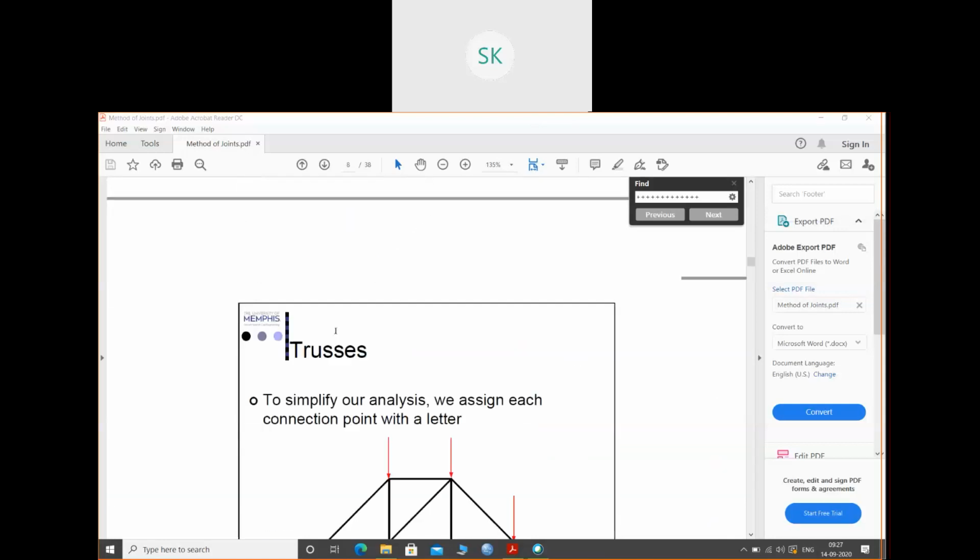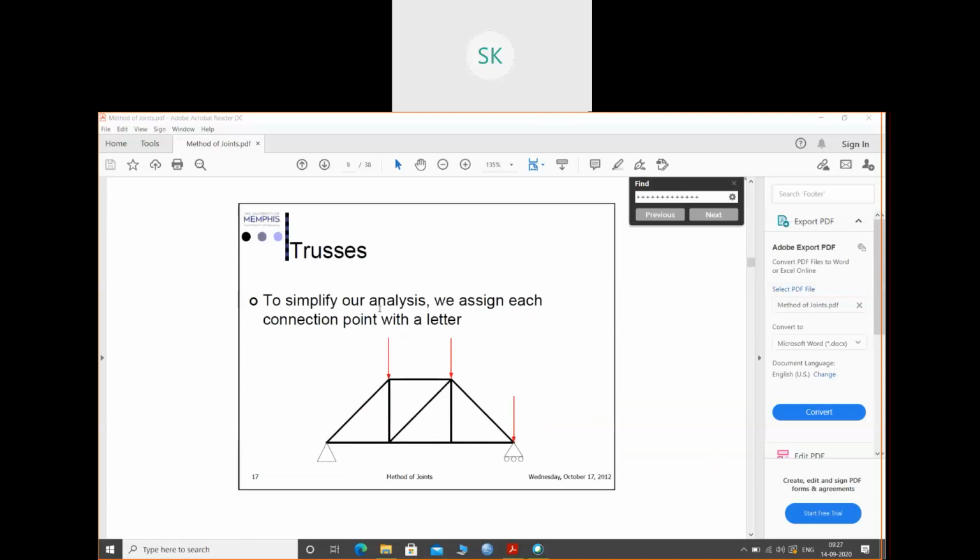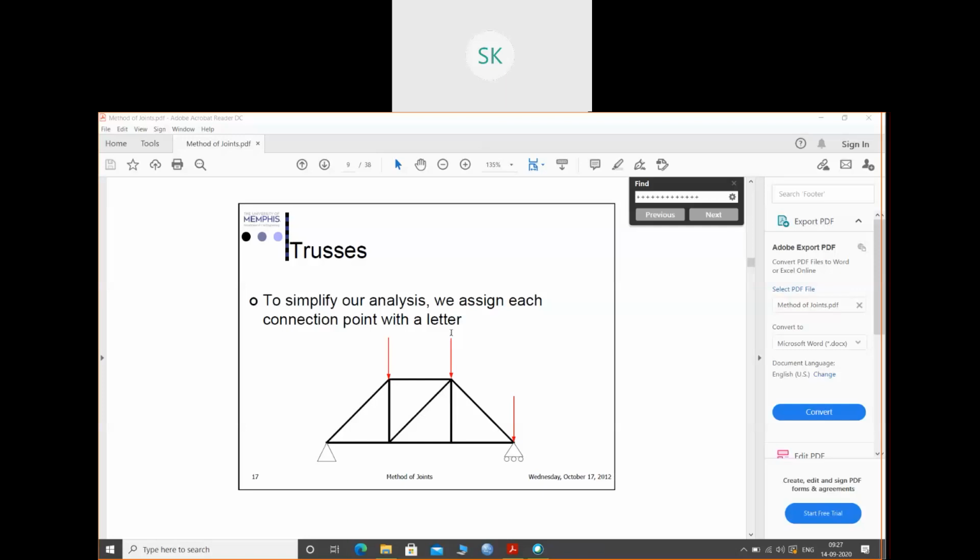To simplify our analysis, we assign each connection point a letter. So I have given the names A, B, C, D, G, E.